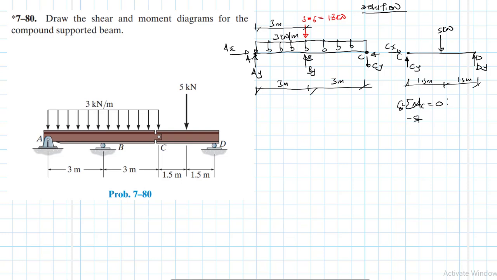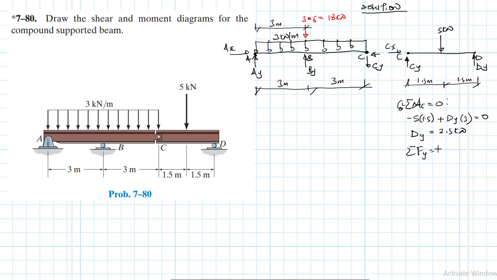So we know Cy and Dy are going to be the same, 2.5, but we just need to calculate. So we have minus 5 by 1.5 plus Dy by 3 equal to 0. Therefore, our Dy, if we did our calculations, is going to be equal to 2.5 kilonewtons.